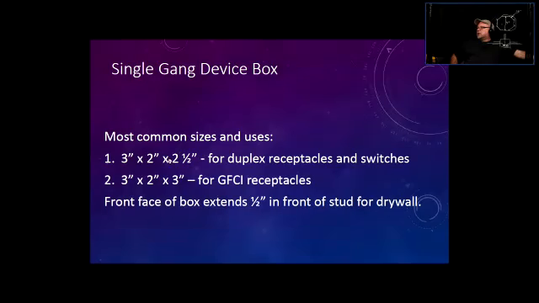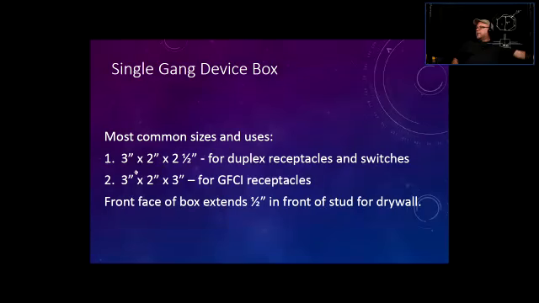And this dimension here, that's the depth of that box, and this is 3 inches. That's mostly going to stay the same. This number is going to change as we double gang them and triple gang them. All right. So number one, 3 inches by 3 by 2. So it's a single gang box, 2.5 inches deep, for duplex receptacles and switches. So duplex receptacle is the device that we already have played with during our first lab.